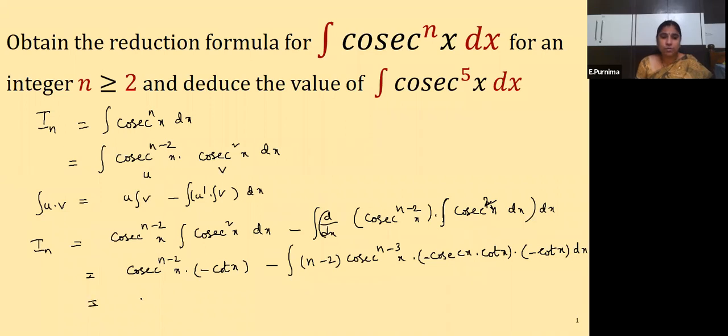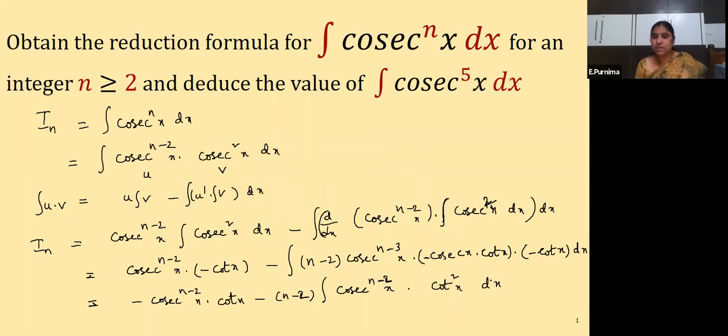Now, which is equal to minus cosecant to the power of n minus 2 x into cot x. Here, what is the constant, children? N minus 2 comes out. Let us check the minus signs here: minus into minus is plus, plus into minus is minus. So minus n minus 2 comes outside, into the integral of cosecant to the power of n minus 3 into cosecant x. The bases are the same, so when you add the powers, n minus 3 plus 1, we get cosecant to the power of n minus 2 x into cot x into cot x, which is cot square x.